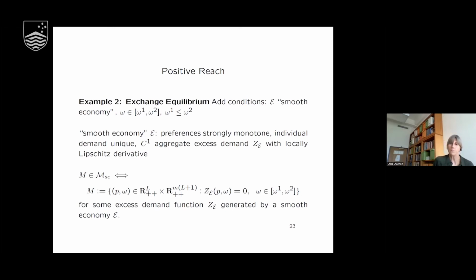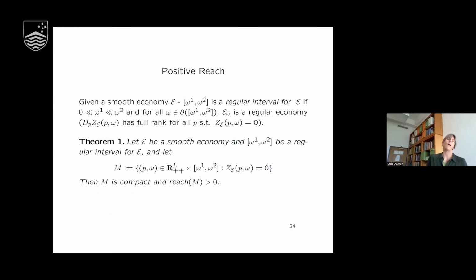Okay, so for this example, I want one more restriction in order to see that all of these models will have a positive reach. That will be a restriction on this interval that constrains the endowments.